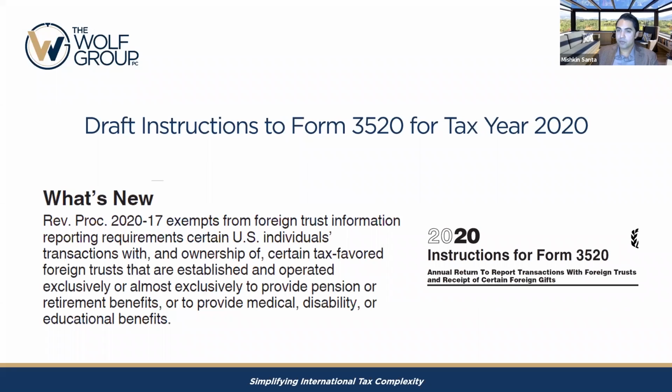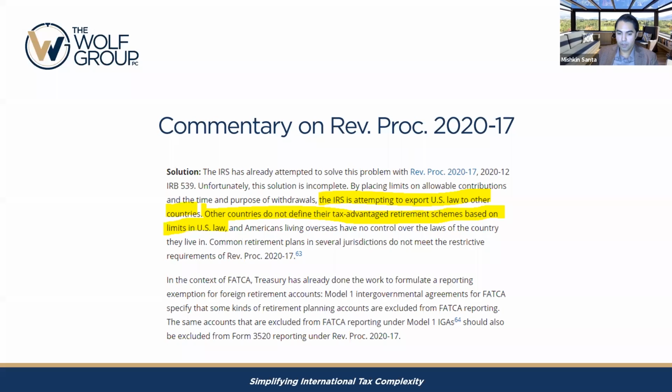The draft instructions for the Form 3520 were published, I believe, back in September. Right off the bat, the first thing literally on the form is the What's New section, and they already allude to Rev. Proc. 2020-17, and that certain, quote unquote, tax favored foreign trusts are going to be exempt from filing. So the IRS is already linking everything into the instructions, which is good. It's helpful. It shows that the relief is out there and available. But again, I don't think it goes far enough.